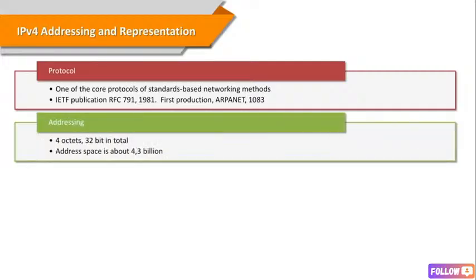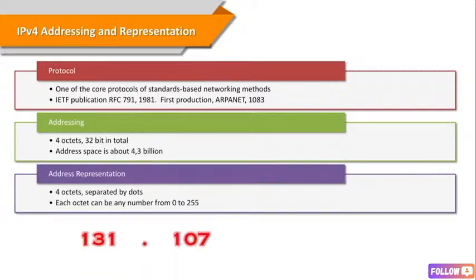With IPv4, each address consists of 4 octets. Octet stands for 8-digit binary numbers. So an IPv4 address is 32 bits in total. So that means we can theoretically address 2 to the power of 32 devices with IPv4. So that means the address space of IPv4 is about 4.3 billion. Sounds like it's a big number, right?